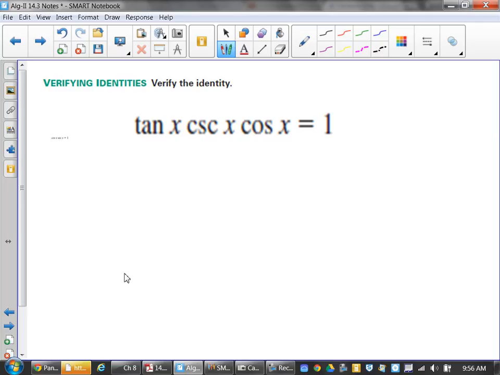Okay, so here we have tangent times cosecant times cosine. Verify that it equals 1. On your left-hand side, we've got tangents, cosecants, and cosines. What do you think you should do right off the bat? Make tangent sine over cosine, and then make cosecant 1 over sine. Good. Since there are no plus 1s or anything like that mixed in here, I'm going to rewrite everything in terms of sines and cosines. It tends to be a little bit easier. So we have sine over cosine times 1 over sine times cosine over 1.